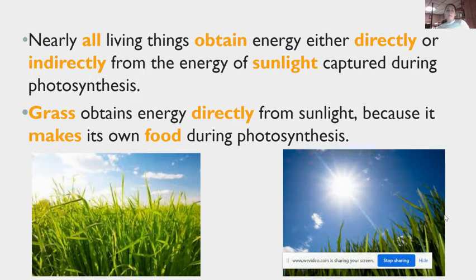And later on in our curriculum, we will talk about how there are different levels of organisms and how they obtain that energy and how much energy they get through photosynthesis. So grass is considered a producer, and then other organisms eat the grass, eat plants, things like that to obtain energy. But grass has that direct connection with the sun so that it gets its energy directly from the sun.